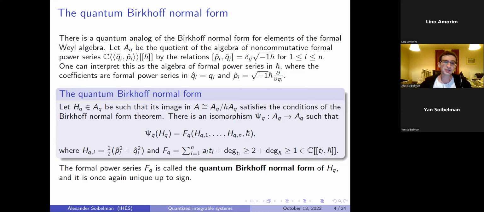And so this is just going to be formal power series in h bar, where the coefficients are these non-commutative formal power series in qi hat, pi hat, and there are just the commutation relations that are telling you that the pi hat and the qj hat commute in this nice way that is the same as you would have for just qi and the partial derivative with respect to qi.